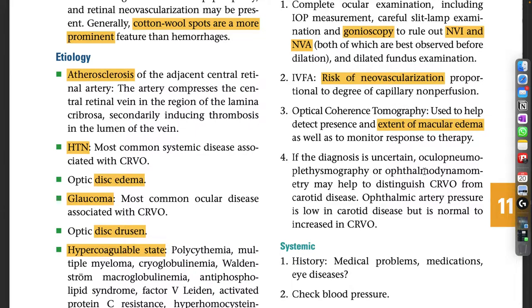If the diagnosis is uncertain, oculo plethysmography or ophthalmodynamometry may help distinguish CRVO from carotid disease. So this is extremely important. I forgot this word completely. Ophthalmodynamometry distinguishes CRVO from carotid disease. Ophthalmic artery pressure is low in carotid disease.